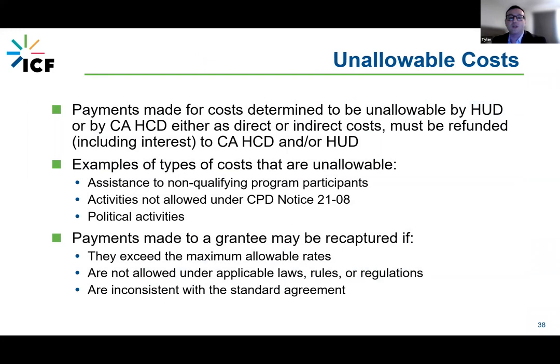Finally, certain costs are also expressly prohibited or unallowable. Payments made for costs determined to be unallowable by HUD or by HCD, either as direct or indirect costs, must be refunded, including interest, to HCD and or HUD. Examples of types of costs that are unallowable include assistance to ineligible program participants, activities not allowed under CPD Notice 21-08, and political activities. Payments made to a grantee may be recaptured if they exceed the maximum allowable rates, are not allowed under applicable laws, rules, or regulations, or are inconsistent with the standard agreement.